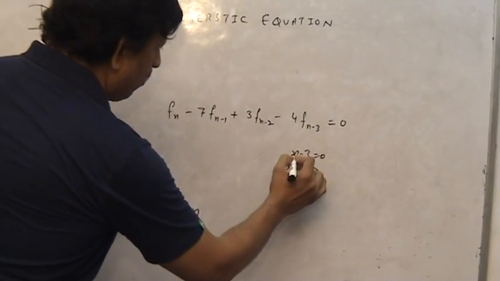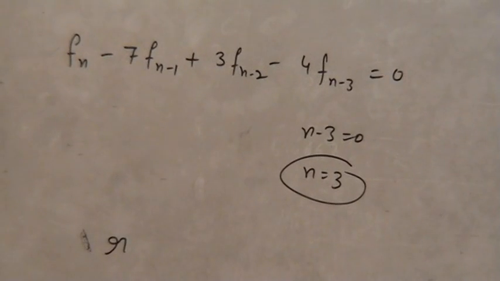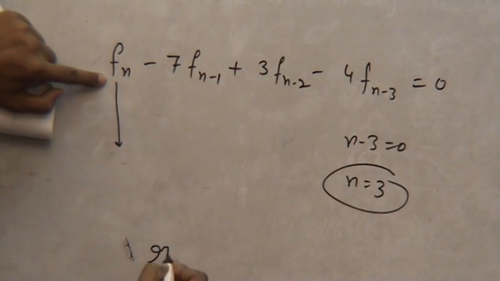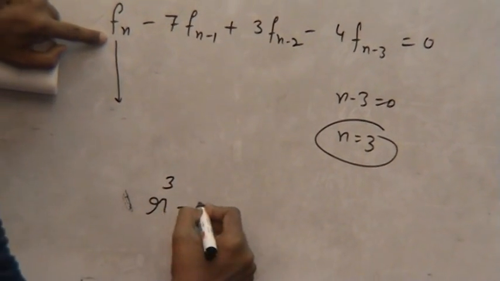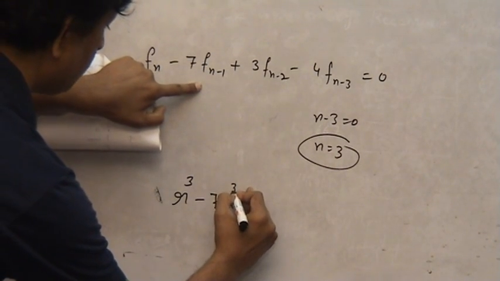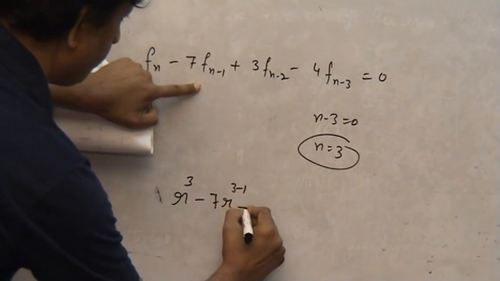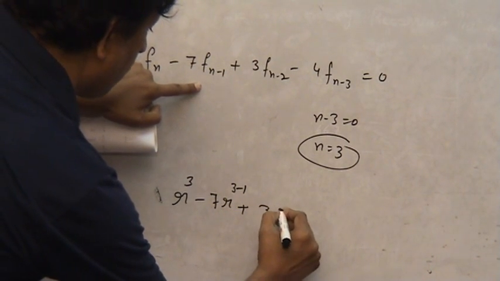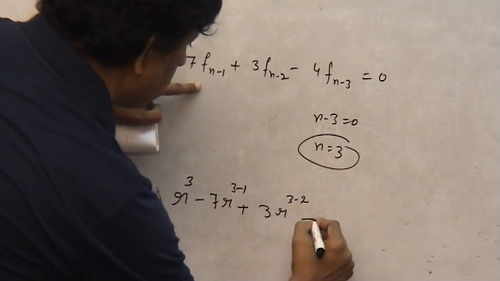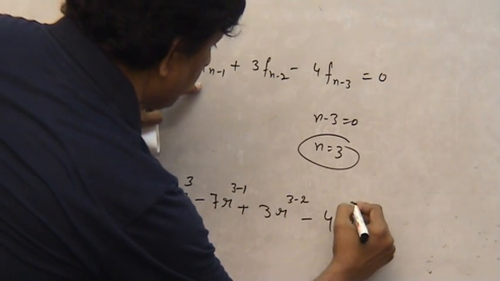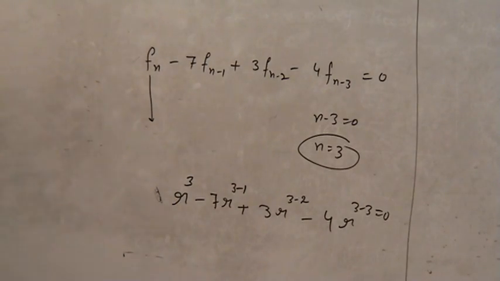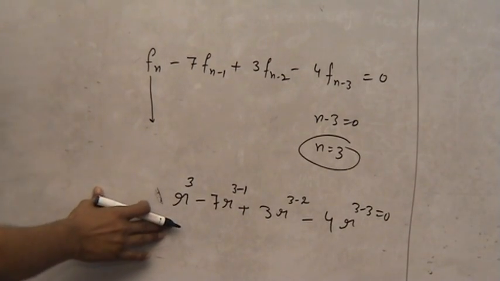Here the value of n is equal to 3. For the term with n equal to 3, we write r raised to the power 3 minus 7 into r raised to the power 3 minus 1, plus 3 times r raised to the power 3 minus 2, minus 4 times r raised to the power 3 minus 3 is equal to 0.